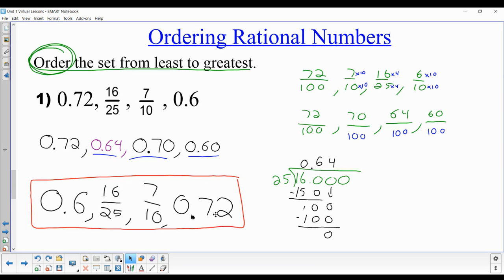And that is how you order your rational numbers. Put them in the same format and then compare them.